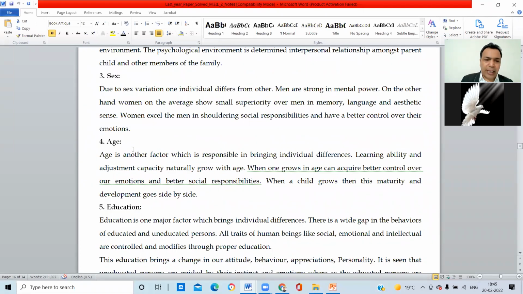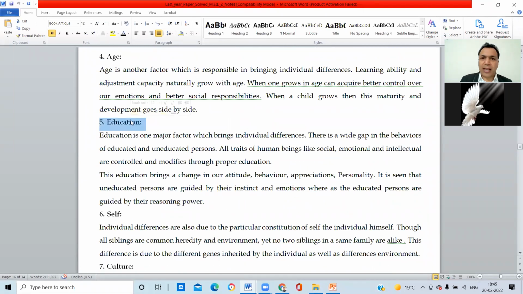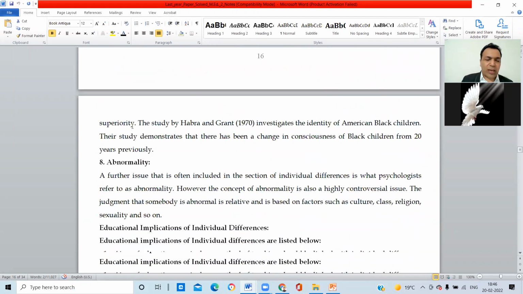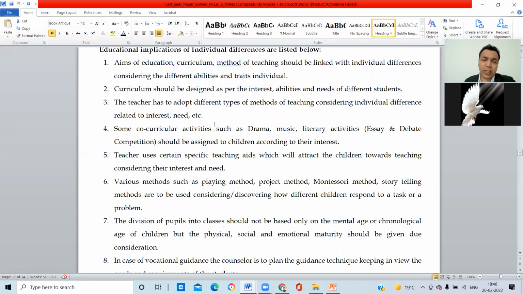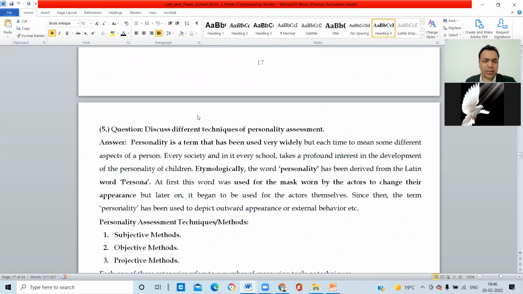Right? Sex, age, education. If one student has a very good education with very good nourishment, then definitely it also becomes a reason for individual differences, right? Self, culture, abnormality, right? And along with these questions, you have to define the educational implications of individual differences. Okay, meaning how education contributes to individual differences. Meaning the teacher should use different methods according to the level of the student. Okay, these are all the things you have to define in this.